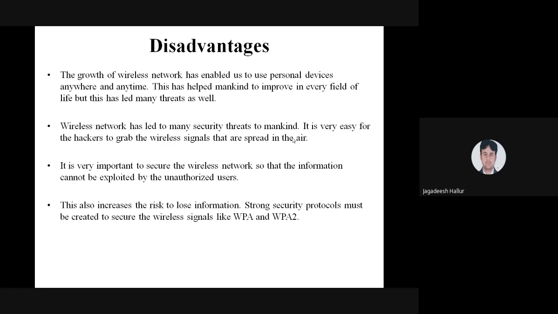Wireless networks have led to many security threats to mankind. Many security measures have been installed, but we don't put any thought into this, and we may lose our information. So that is a security threat. It is very easy for hackers to grab the wireless signals that are spread in the air. There are a number of hackers. They are going to hack a particular account balance, a particular balance of a particular bank. They are going to steal.